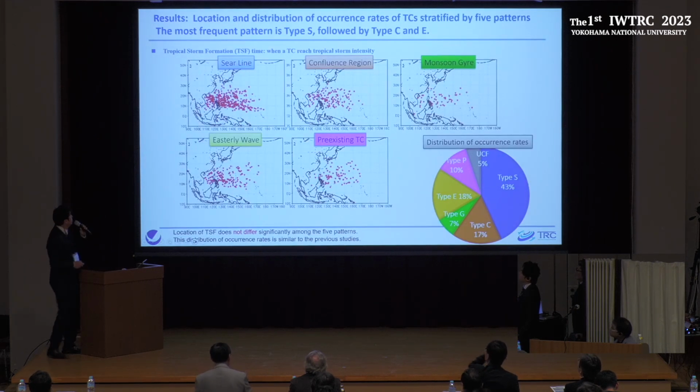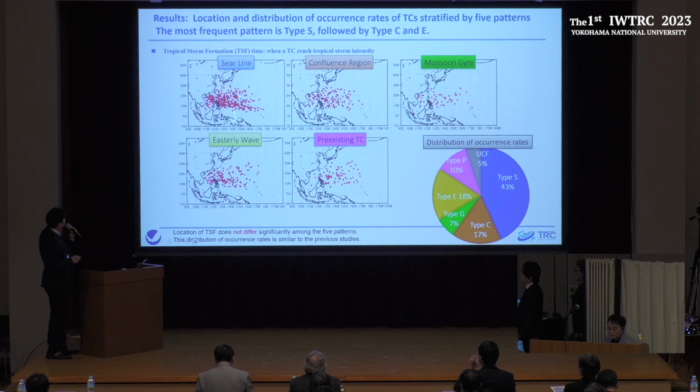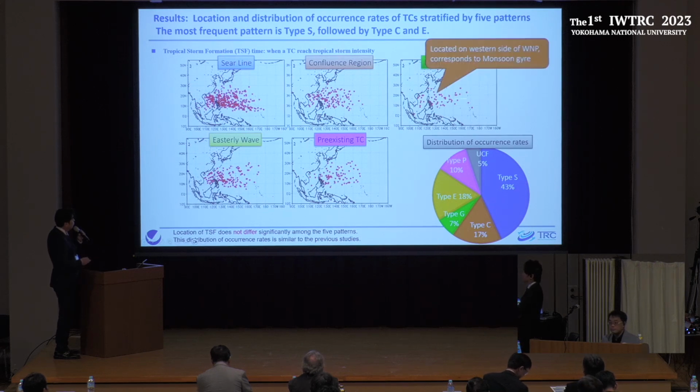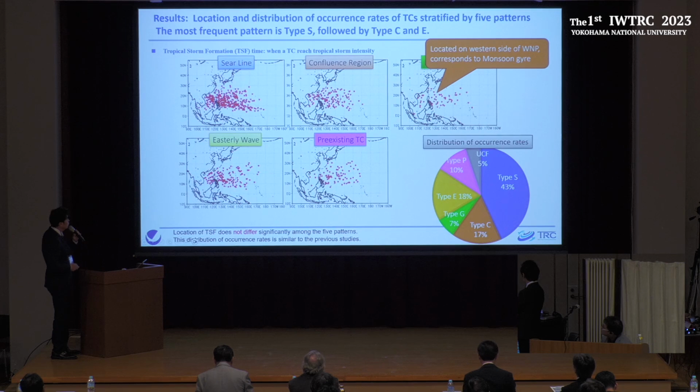Okay, results. These figures show the location of the tropical cyclones stratified by the 5 large-scale flow patterns at the tropical storm formation time, when the TC reached tropical storm intensity. Locations of TSF do not differ significantly among the 5 large-scale flow patterns. But looking at the detail, type G tends to occur on the western side of the Western North Pacific, which corresponds to the monsoon gyre.